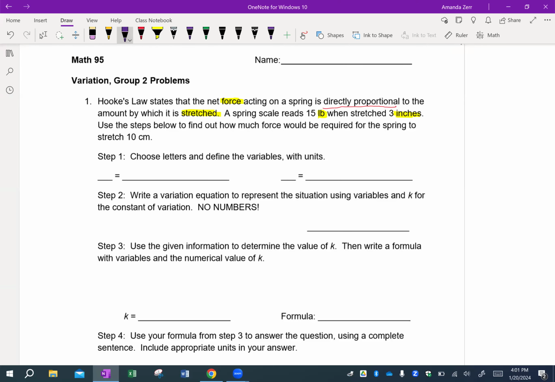So let's give ourselves some variables. We've got force, and that's in pounds. And I'm just going to say length of the stretch, and that is in inches. We're directly proportional, so it would be set up like y equals k times x, but our story is about F and L. So we've got force is k times L. Now in step 2, we need to figure out, or step 3, what k is worth.